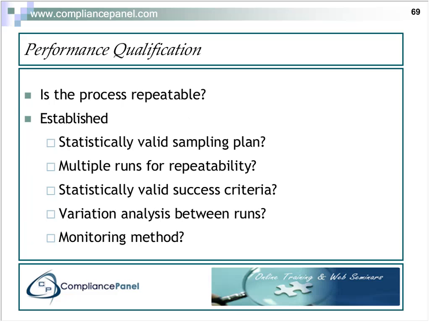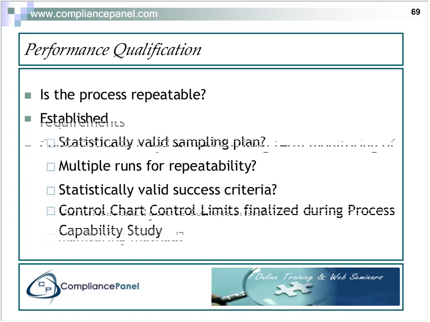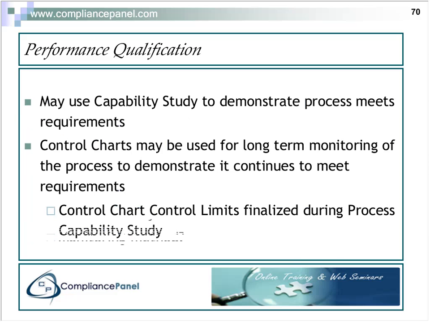Variation analysis between runs. We're going to look at the different runs and what variables have occurred in between each run. Maybe we'll run one during the daytime, one at night, one on the weekend, whatever. Our monitoring methods we're going to use. We can use a capability study to start demonstrating the process requirements. Our control charts, long-term monitoring to demonstrate it continues to meet requirements. And, of course, we will have established what those specification limits are for the process to keep it in control.